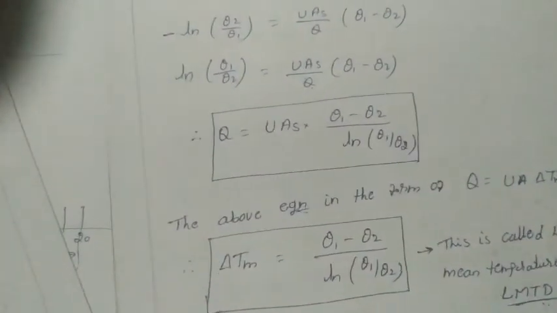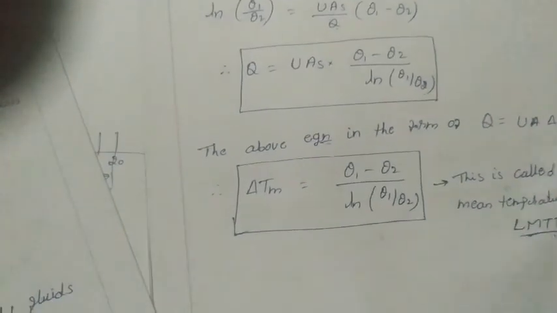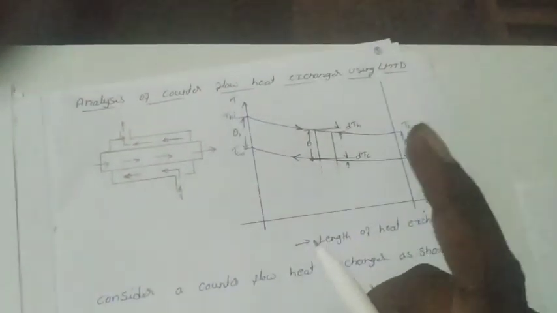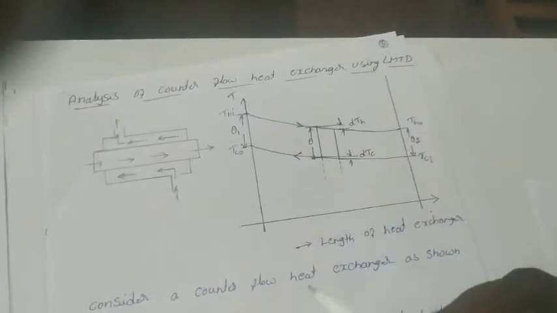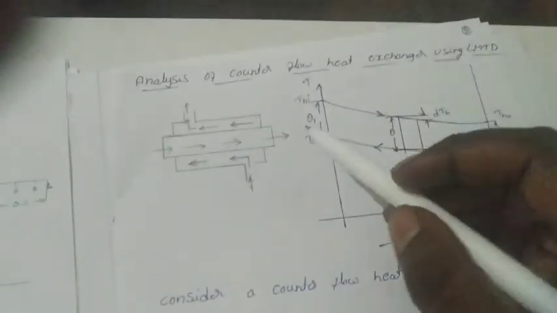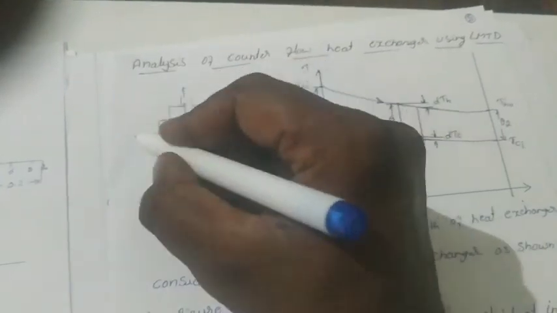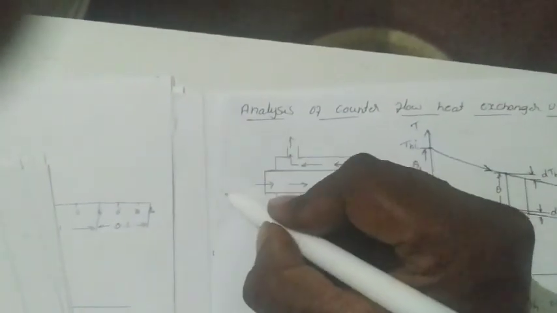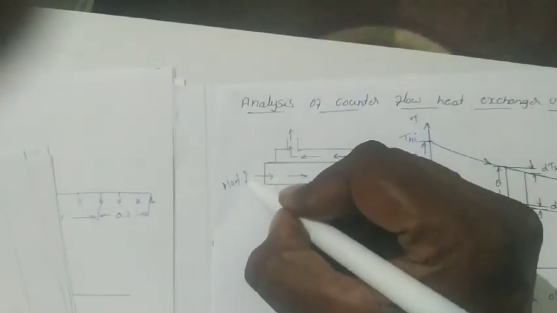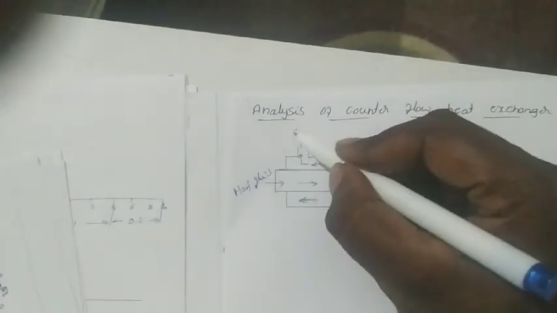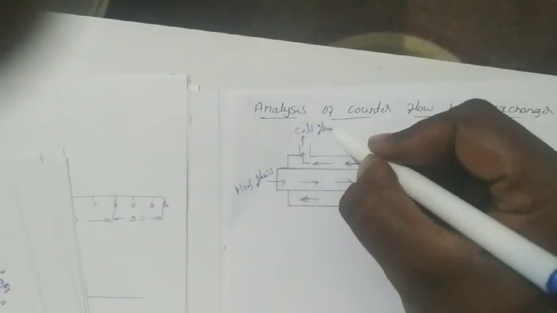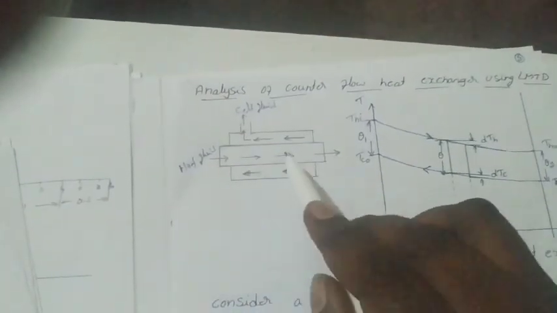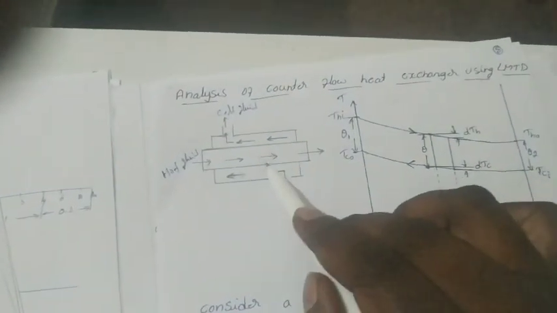So now we go for the next one, the counter flow heat exchanger. When compared to the parallel flow and counter flow heat exchanger, only one difference is there. The method and derivation should be the same. Only one thing will be different. Look at it. Within that, this is called the hot fluid and this is the cold fluid. Hot fluid and cold fluid flow in opposite directions.